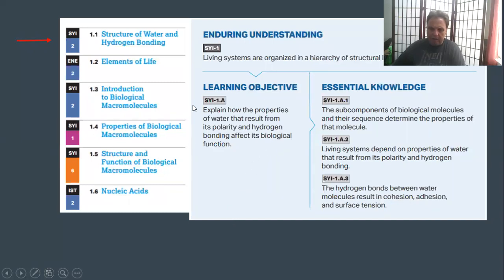this is your learning objective. So you're going to explain how the properties of water that result from its polarities and hydrogen bonding affect its biological function. And then the knowledge you need is this right here.